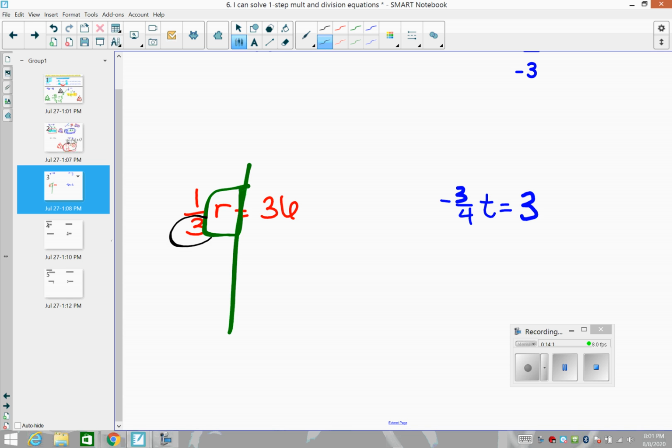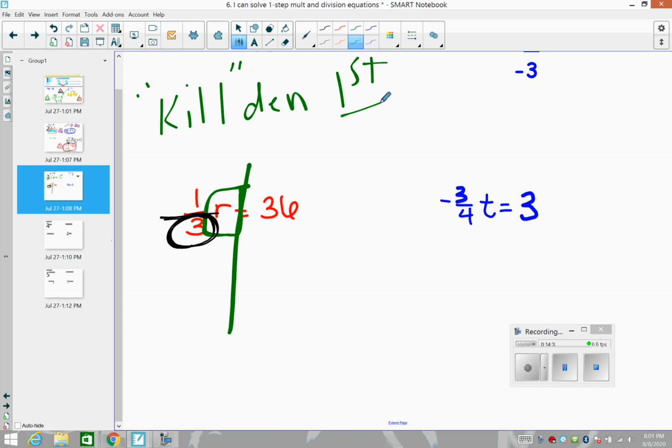So what we're going to do is get rid of this 3 first, this division of 3. This is just a little more advanced step here, so don't panic if you don't quite understand it right away. We're going to get rid of the division of 3 first, called kill denominator first. I put kill in parentheses there because we don't really mean kill. We're going to multiply by 3, copy, paste.